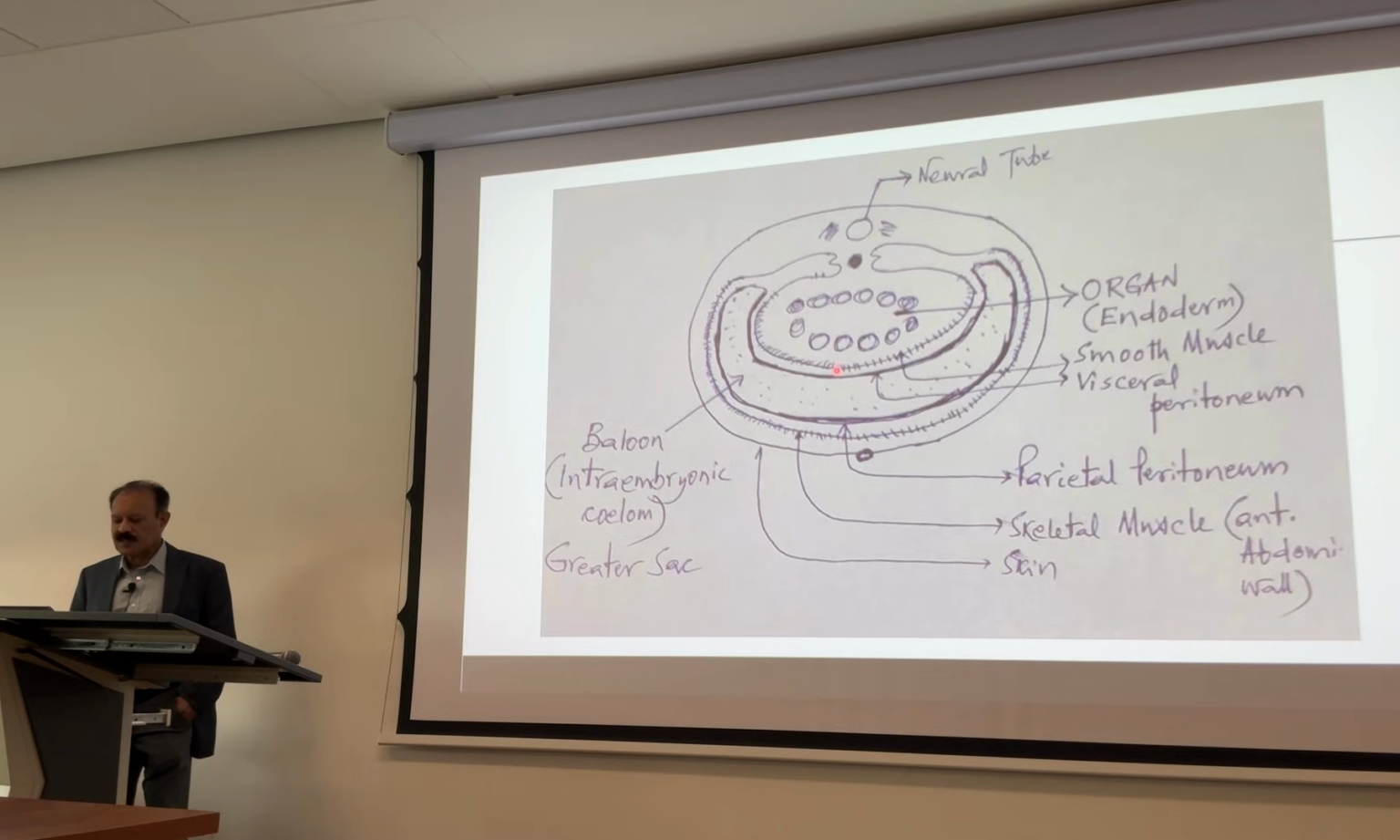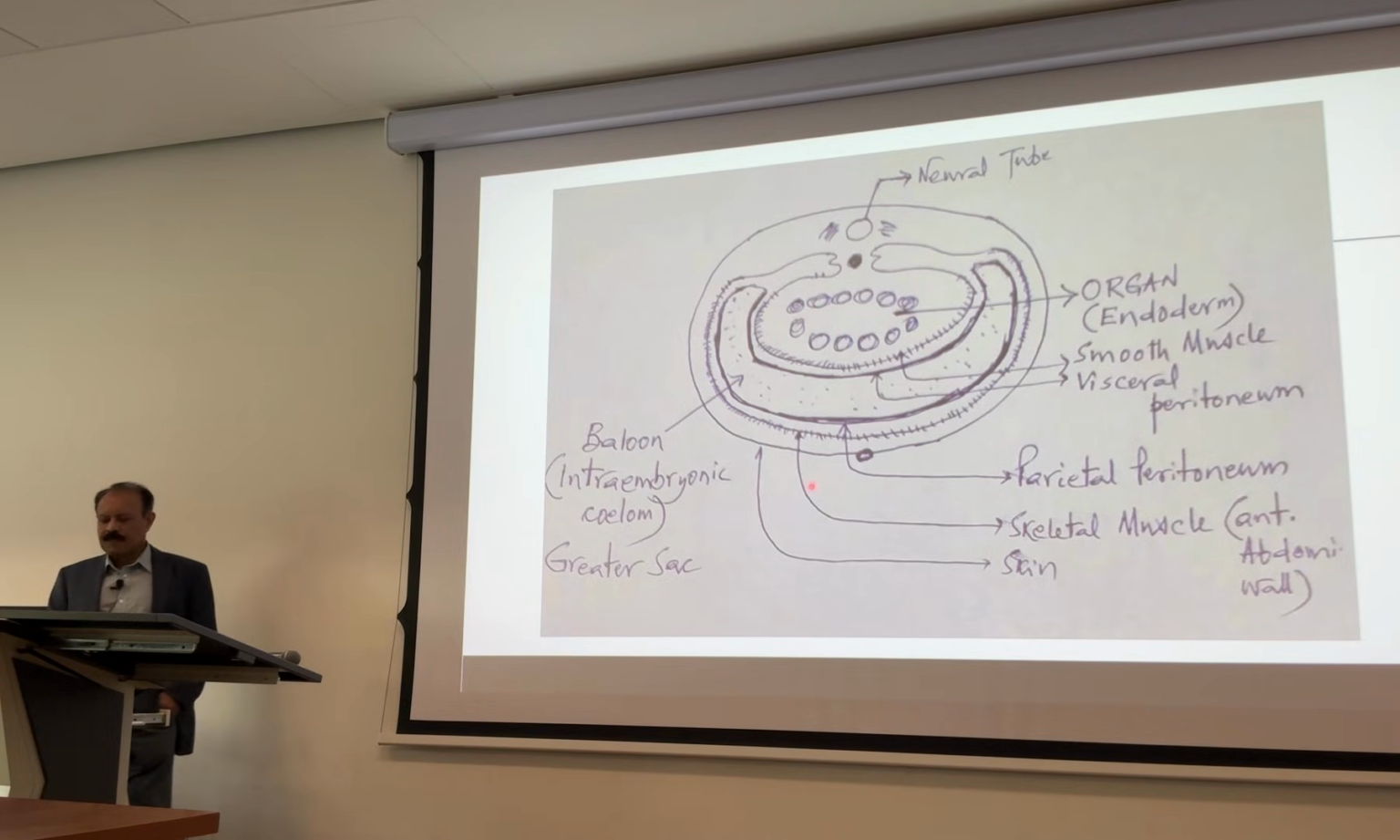And this one, can anybody tell me what is the next one? Smooth muscle, very good. Give a big hand. Who said that? Very good. Well done. Smooth muscle. So smooth muscle is coming from the splanchnic part of the lateral mesoderm. And then this one is the endoderm, right?